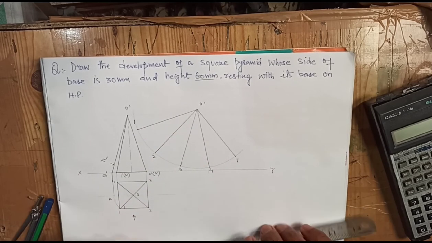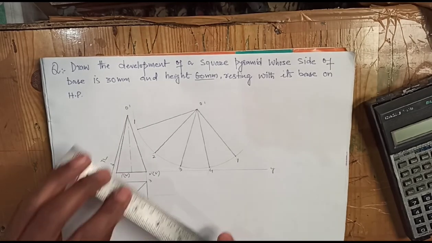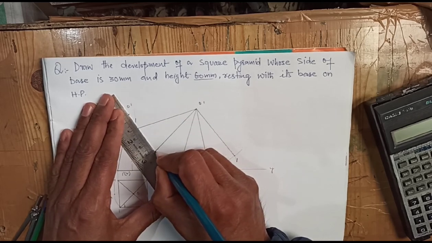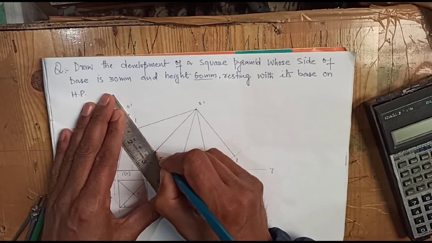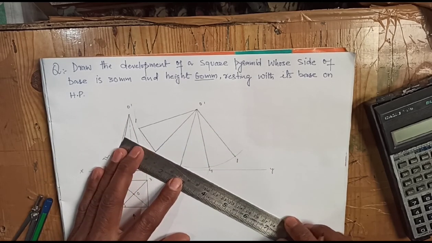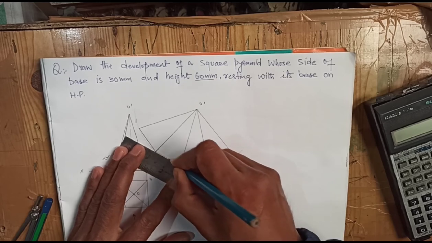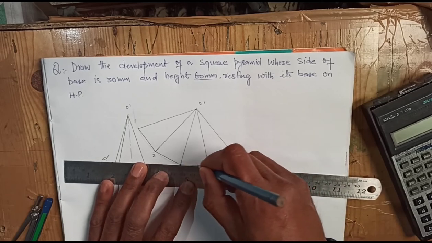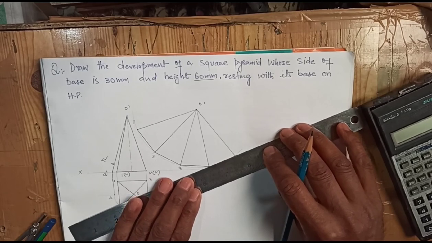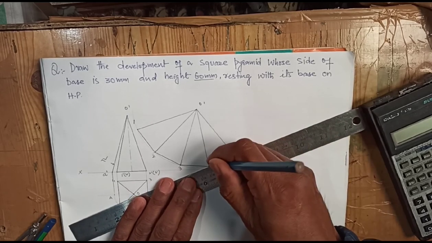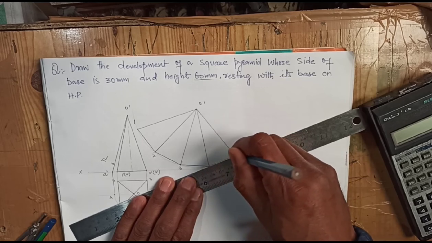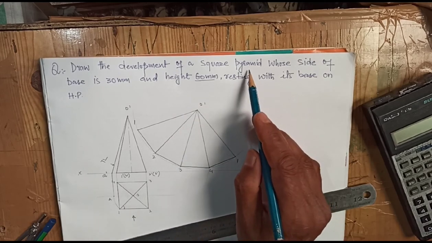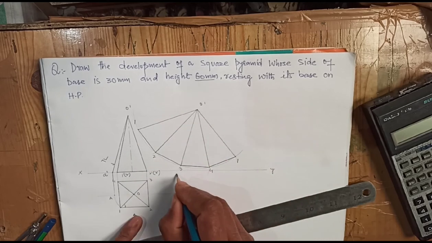Now what next? Because each base edge is not an arc shape but a straight line, we connect 1 with 2 with a straight line, and similarly the rest. So my development, which was needed for the square pyramid, is complete. This is my development.